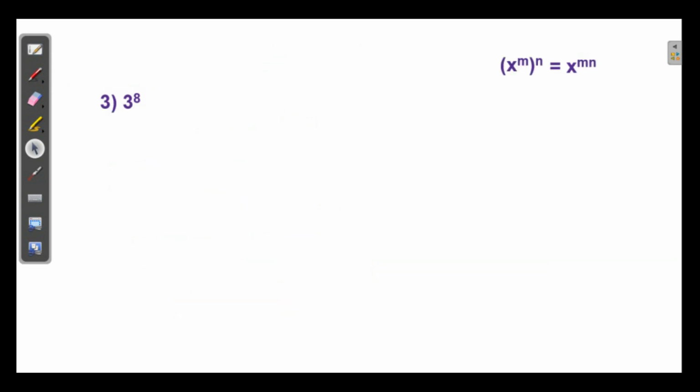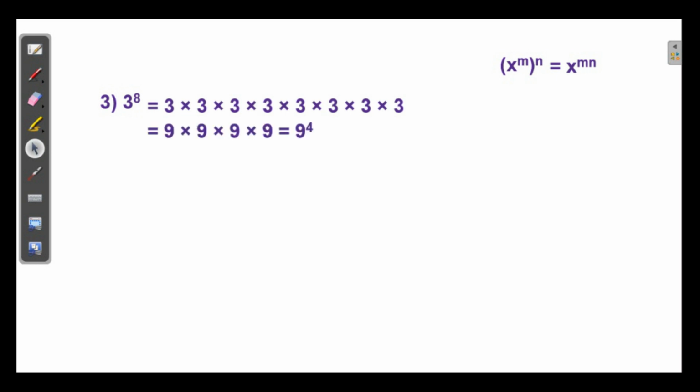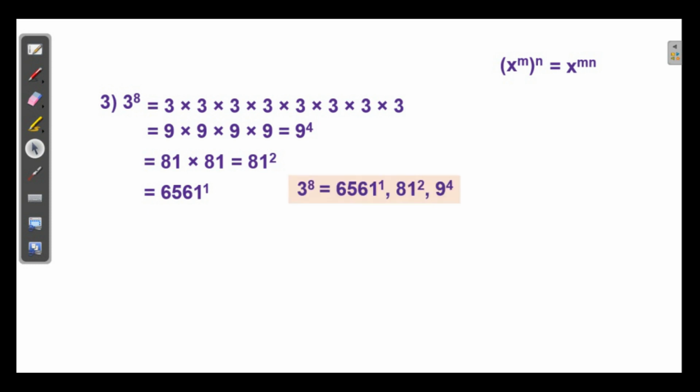Then 3^8. 3 multiplied by 3, 8 times. Then taking two 3s together we can write it as 9. In this way we can write it as 9^4. Then again taking 9 into 9 is 81. 81 into 81 is 81 square. And 81 into 81 is 6561.